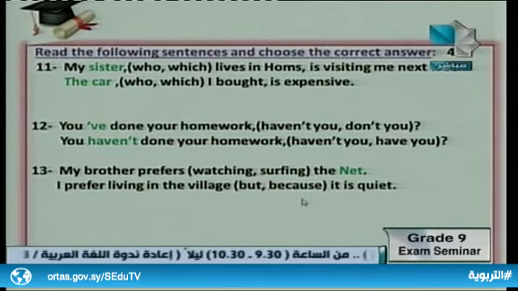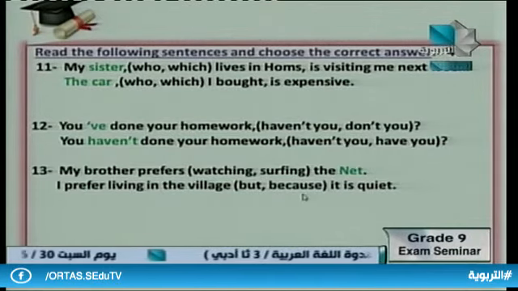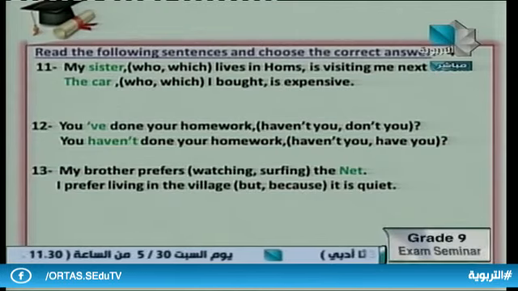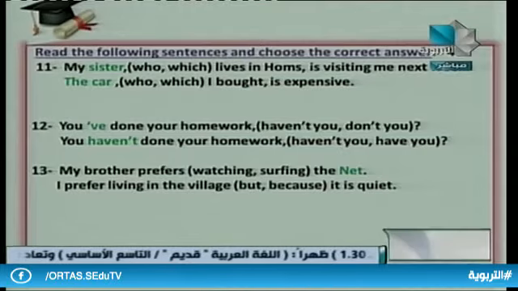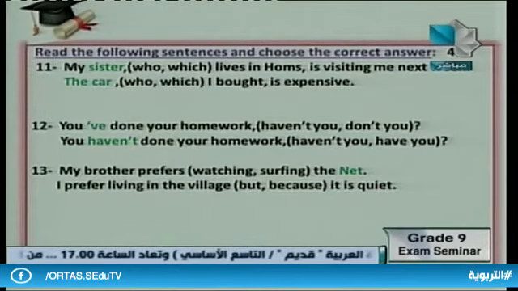Yes, Ms. Suhair. Another example here: I prefer living in the village, between brackets, but or because it's quiet. The answer here, of course, is because. It's quiet is a reason for why I prefer living in the village, because we are talking about a reason. Okay, we have a call.